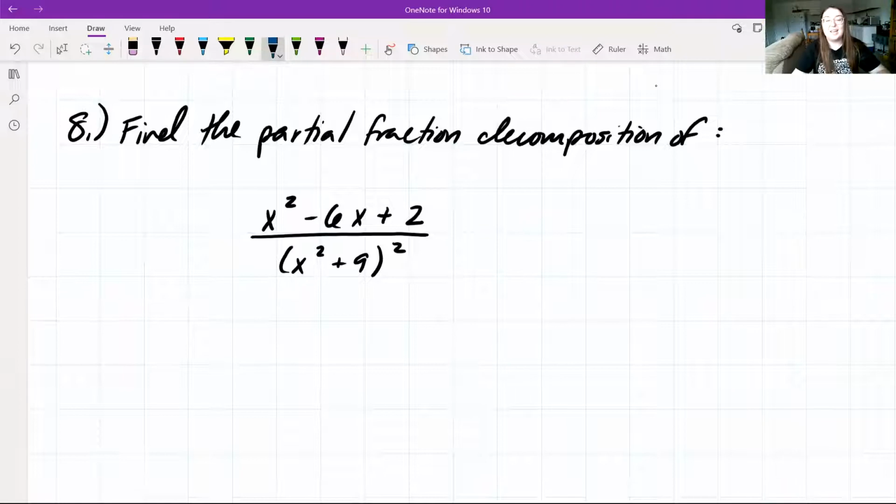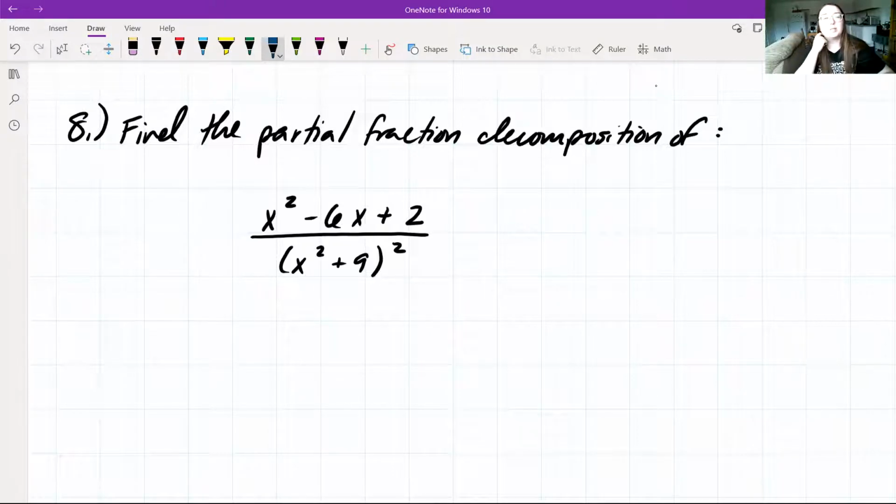And finally, our last problem, problem 8, we want to find the partial fraction decomposition of (x squared minus 6x plus 2) over (x squared plus 9) squared. So of course we're going to do a partial fraction decomposition problem since it was mostly chapter 11.5. So we can go ahead and solve this.